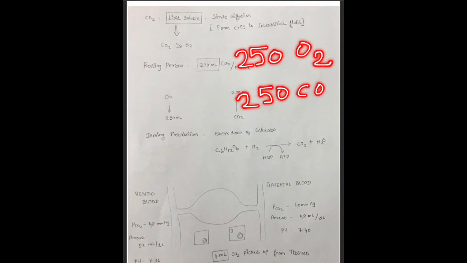So it is 200 ml of carbon dioxide per minute in a normal resting person that is picked up from the tissues into the blood. Now you may ask, 250 milliliters of oxygen is delivered to the tissues, and after the metabolism there should be 250 ml of carbon dioxide. But in reality there is only 200 milliliters of carbon dioxide produced after the metabolism. Why, and what happens there?